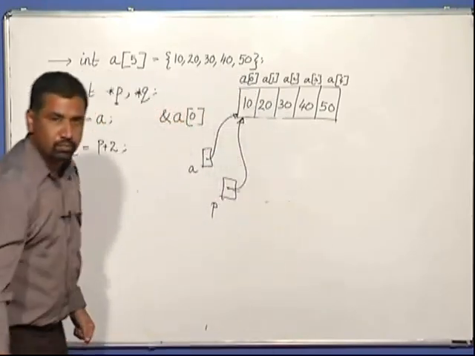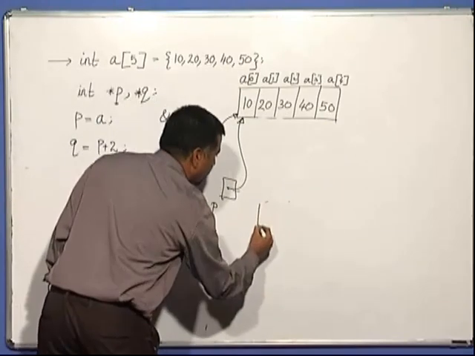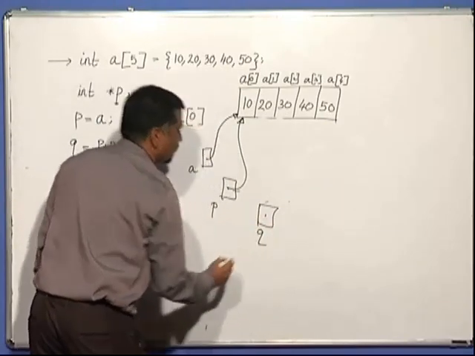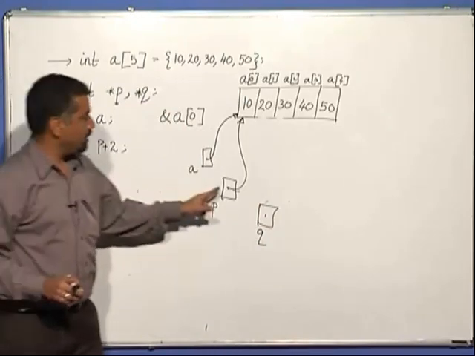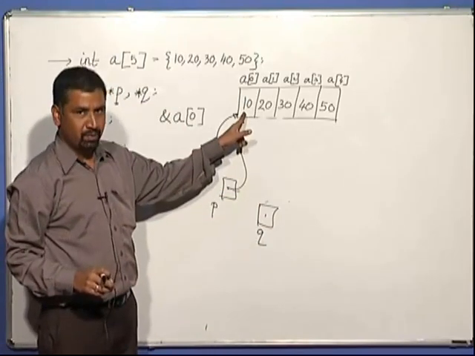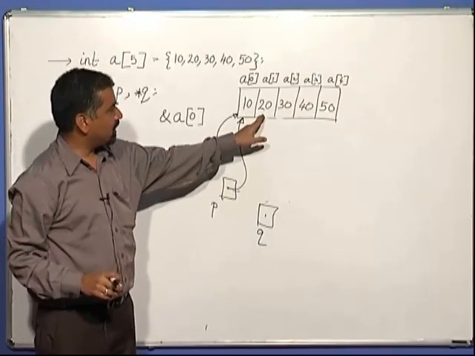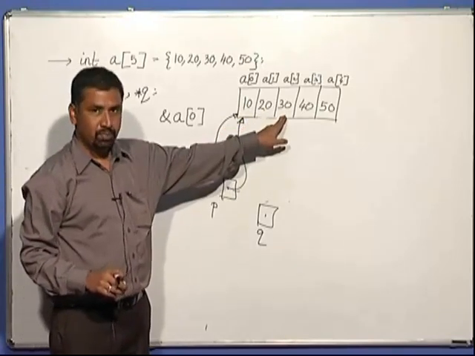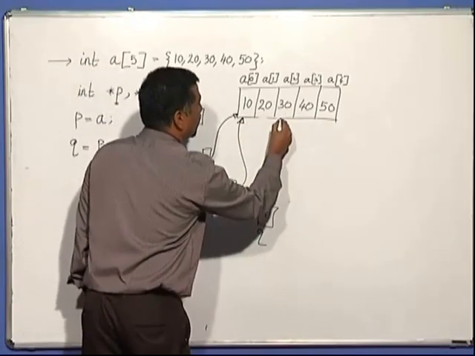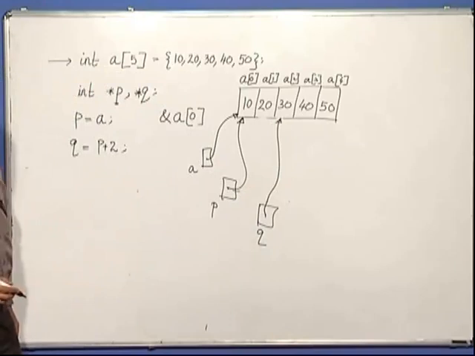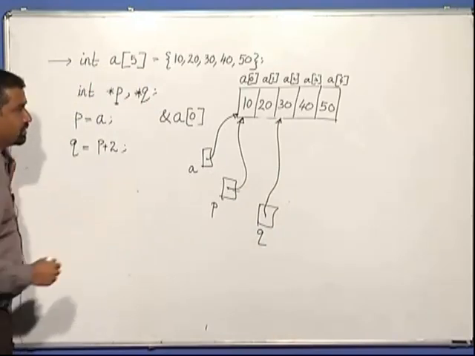What would that do? One more pointer which is called Q. What is the value that is being put inside? P plus 2. What is P? P is holding the address of the first element. What is P plus 2? This is the address P plus 1. This is P plus 2. So, P plus 2 is nothing but the second element of the array, and Q will now point to it. So, that would be the situation.